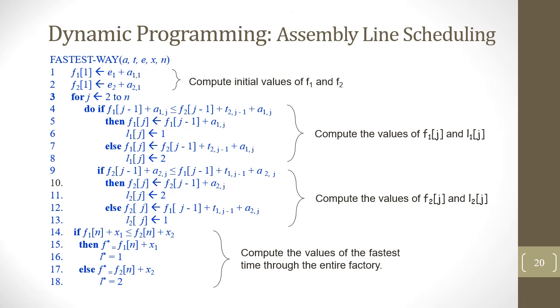So what will be the complexity of this algorithm? Since we are using a single for loop, the complexity of this algorithm will be big O of n. Recall that when we use brute force, the complexity for this problem was 2 to the power of n, which has been reduced to big O of n.